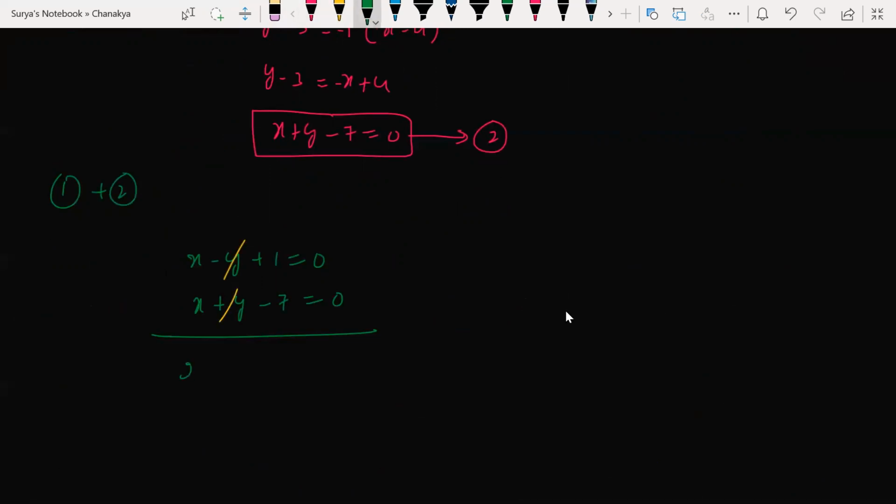If I add, x positive and x positive gives 2x, and the constants give minus 6, equal to 0. So 2x is equal to 6, and x is equal to 3.